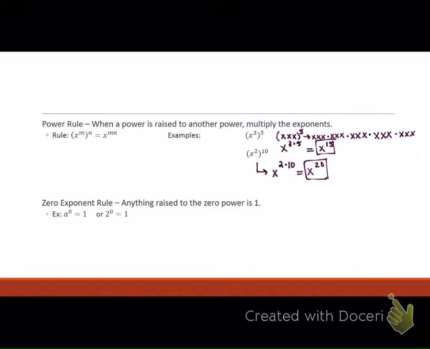Anything to the 0 power is 1. So a to the 0 is 1. 2 to the 0 is 1. Anything to the 0 power is always 1. Okay? So go ahead and get that stuff written down, and then we're going to get into examples. We only have 2 more slides.